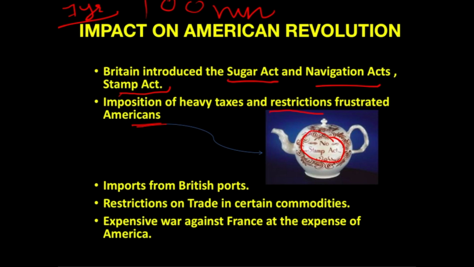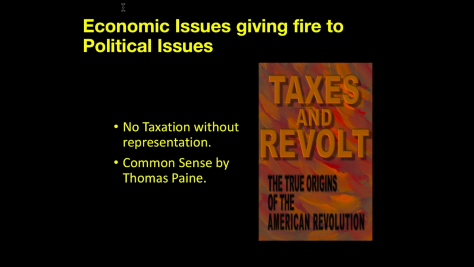American markets and people to be as liberalized as the British markets and people are. They demanded it. All this we have seen: how imports were restricted, how trade on certain commodities was restricted, and further, the war on France was also expensive for America because all the resources were drained from America at the time of this 7-year war. And this economic issue gave fire to the political issue. We all know how economics and politics are integrated into each other. Whenever politics is changing, we must also see how the economics has changed with it.